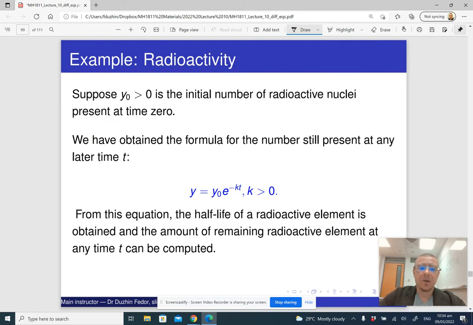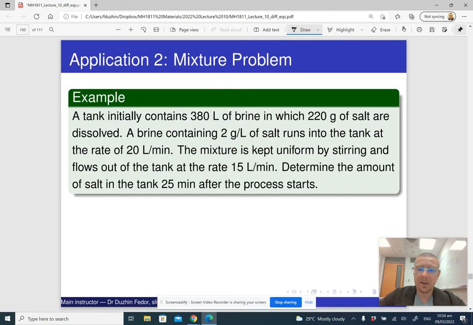But anyway, that was the second equation about radioactivity, and here is my third example, and it is fairly more complicated, so I will try to explain it. You can just pause the video and read, but let me explain what's going on here. So here we have a tank, and there is a mixture, some brine, which is water with salt inside it, right? So initially, there is 380 liters of this mixture in the tank, and the initial amount of salt is 220 grams, right?